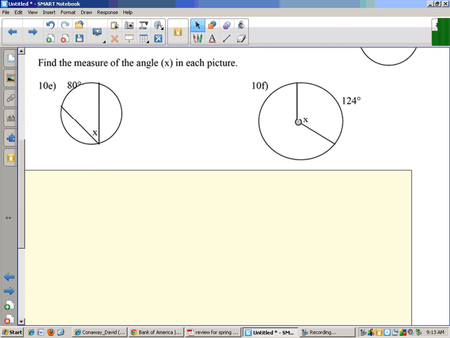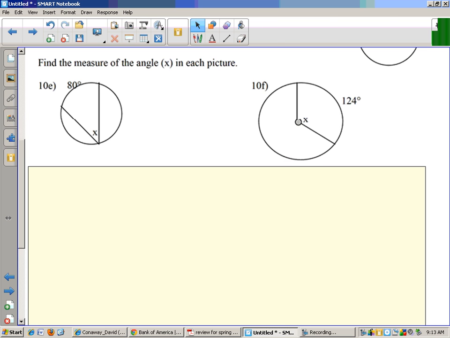Okay, find the measure of the angles in the pictures. So, what kind of angle? Now, you know what? Since we're there, 10F. 10F is easy. What kind of angle is this? That's a central angle. And the central angle is always equal to the arc. So x equals 124 degrees.